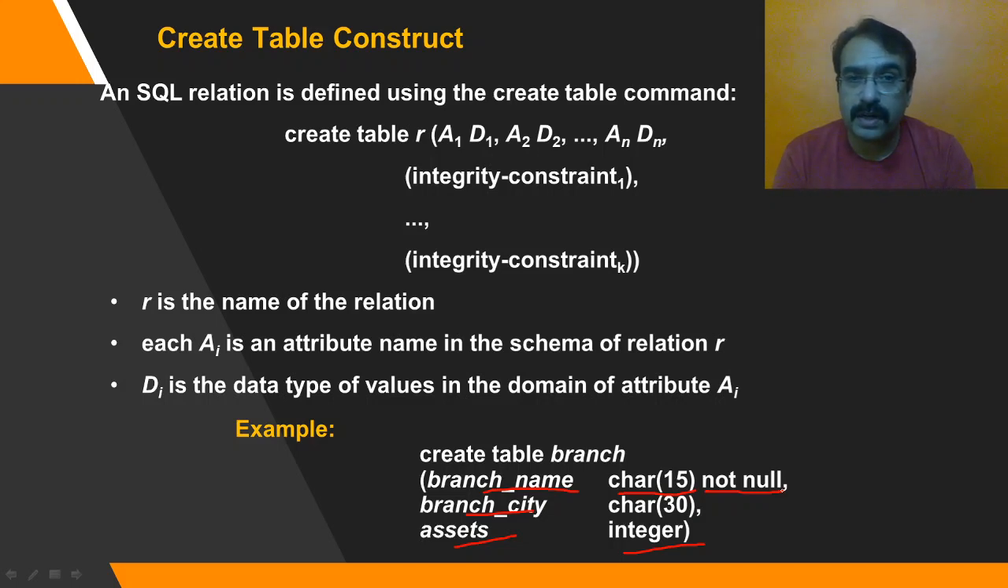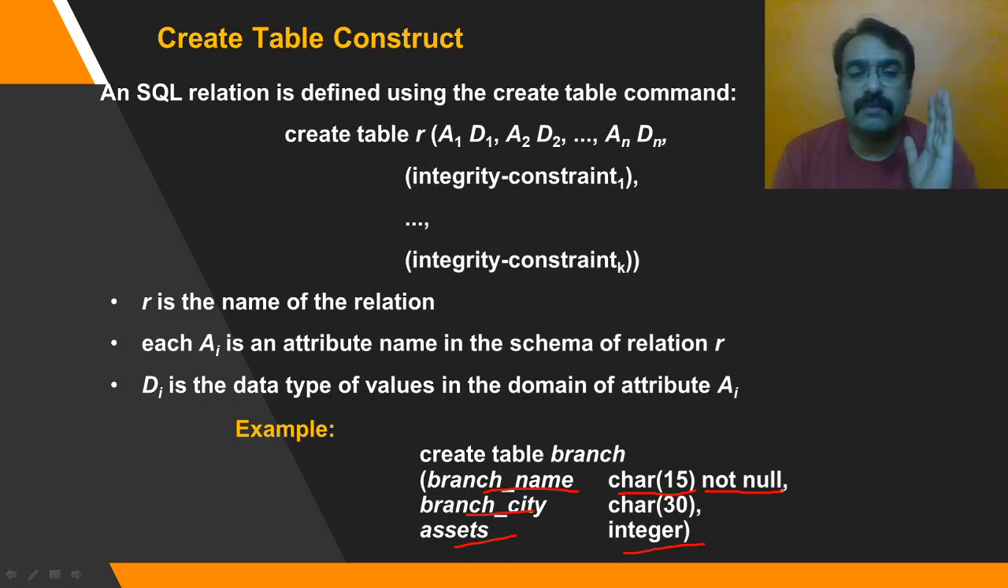And what is not null here? Not null is the integrity constraint which I am mentioning on branch name. I want branch name to never be null. Sometimes branch city or branch assets can be later information which can be entered, but initially when I enter a row, branch name should never be null.